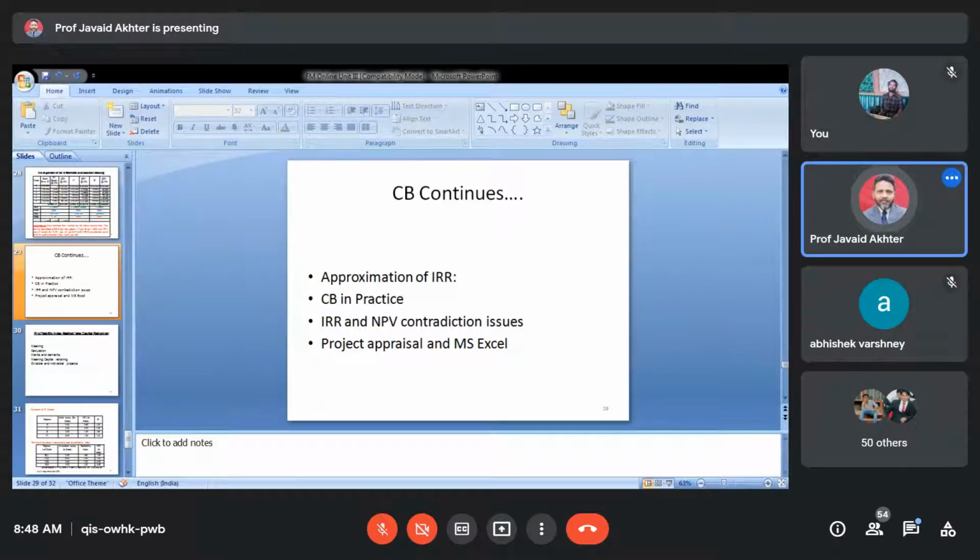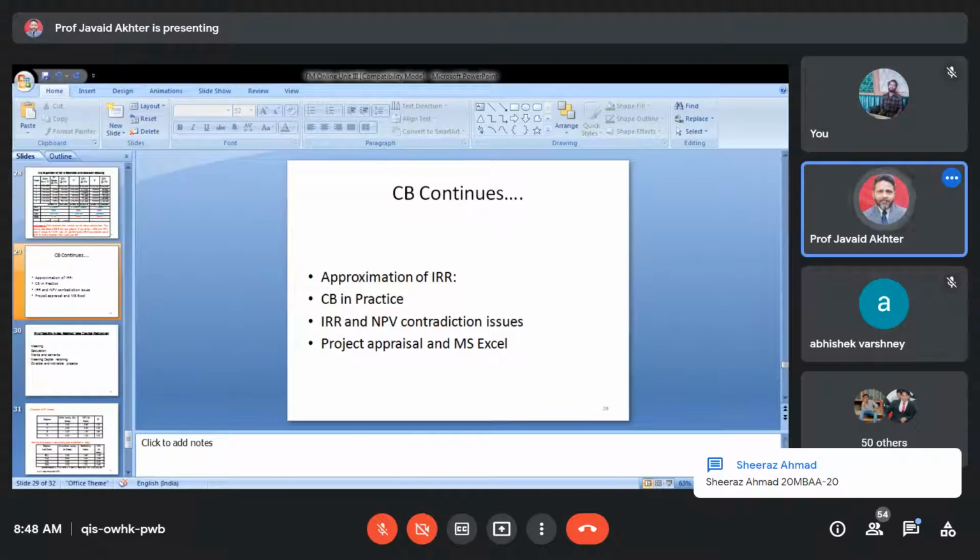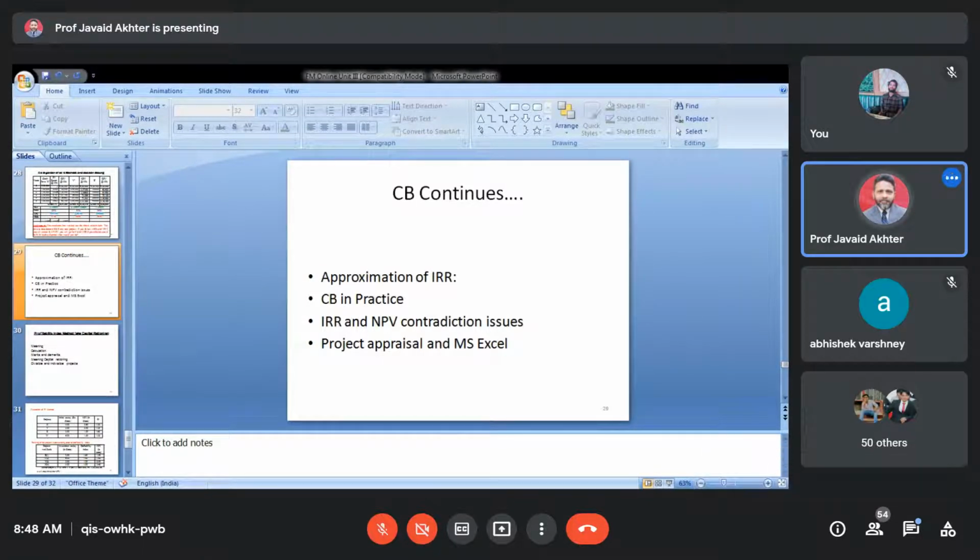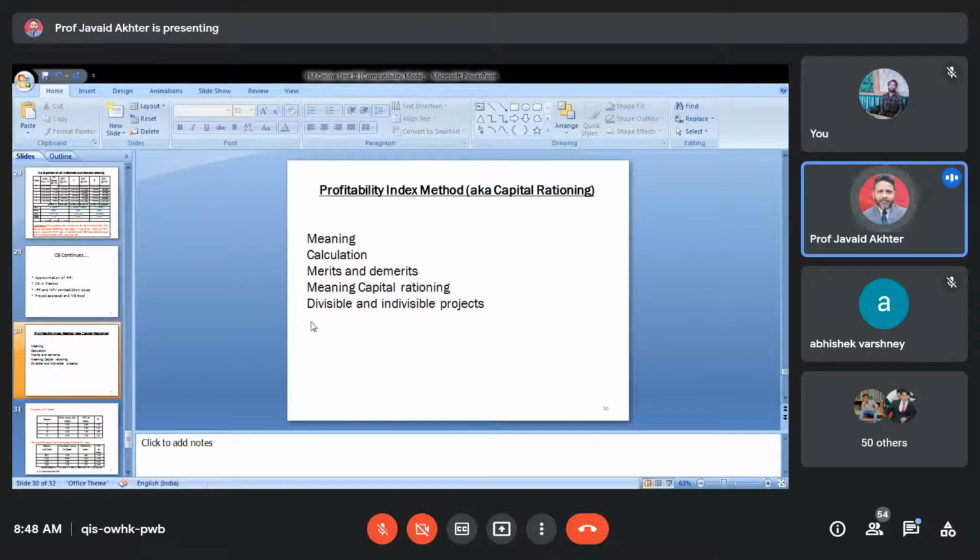Now this part, IRR and NPV contradiction issues, I had explained to you. Project appraisal in MS Excel. This part we will take up once the last method of project appraisal is discussed with you. After discussion only, we will take up this project appraisal through MS Excel. Now, the last method of discussion is the profitability index method.